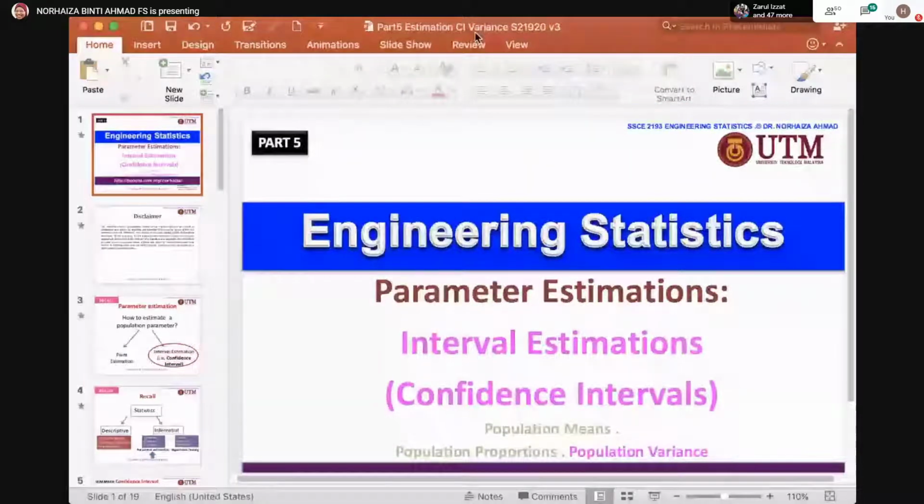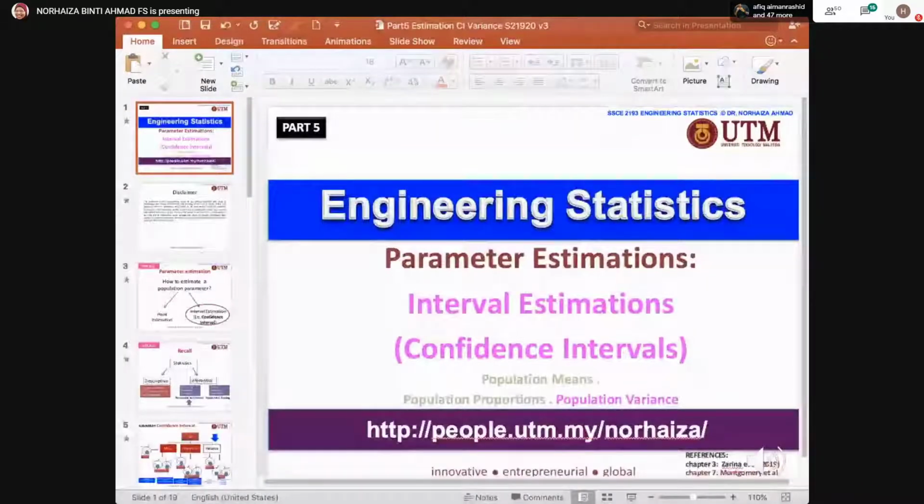Other ways to construct confidence intervals, or interval estimation, for the mean, variance, sorry, mean and proportion.